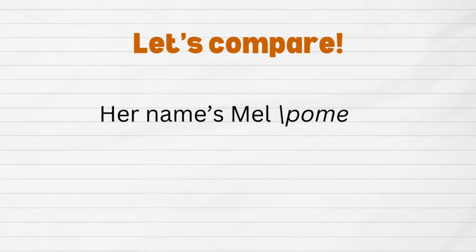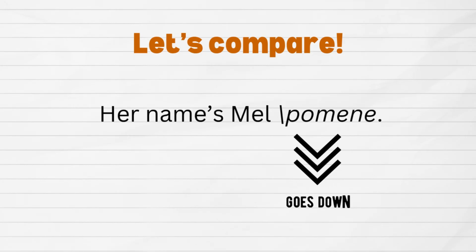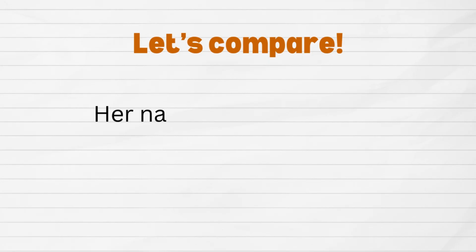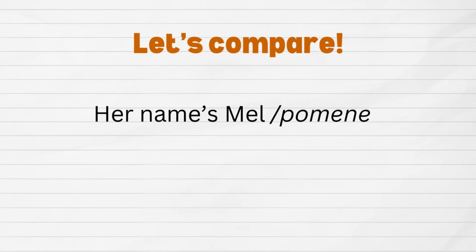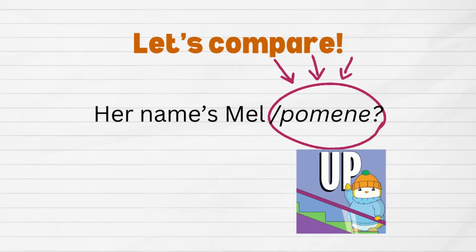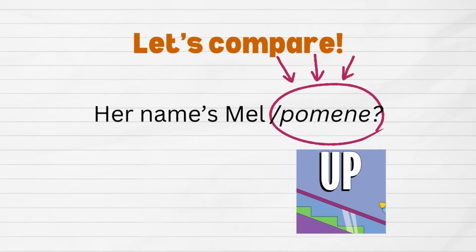Now let's compare with a falling tone, which does the opposite. Let's see this example. Her name's Melpomene. See the fall? That shows a falling tone. The pitch drops on pomene. If it were a rising tone, it would sound like a question or a check. For example, her name's Melpomene? Totally different meaning, right? The melody changes the attitude.